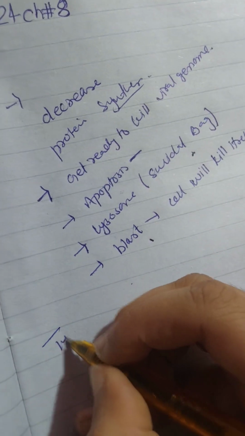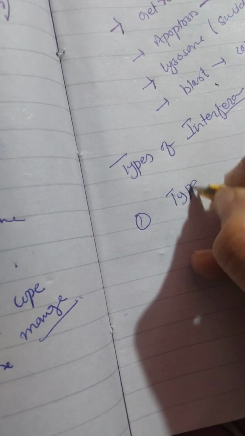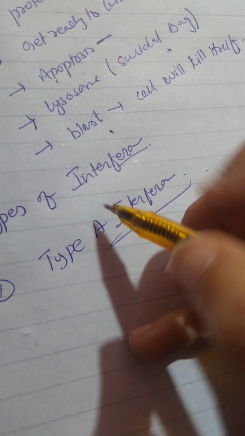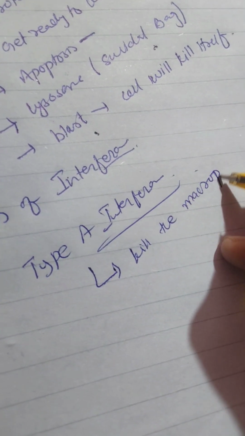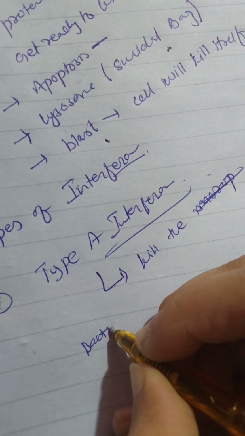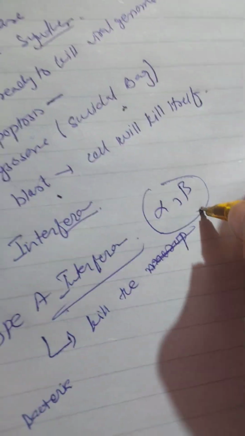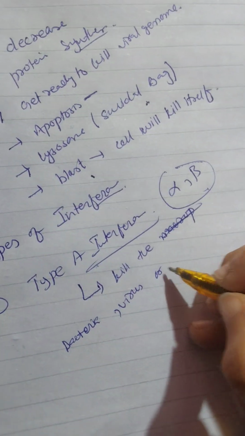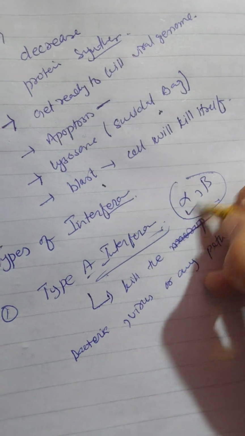Now we have some types of interferons. Number 1, type A interferon. This type A interferon helps macrophages kill the bacteria. Basically in type A we have alpha and beta interferons. These kill the bacteria, virus or any pathogen that has entered into our cell. So in type A interferon we have alpha and beta.